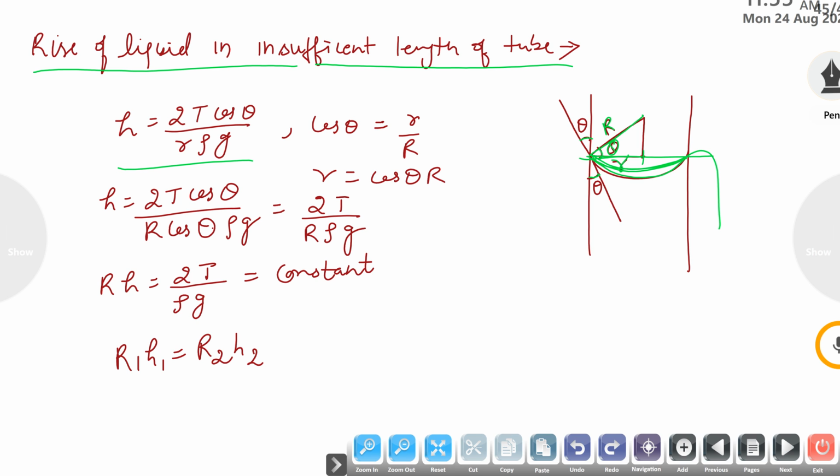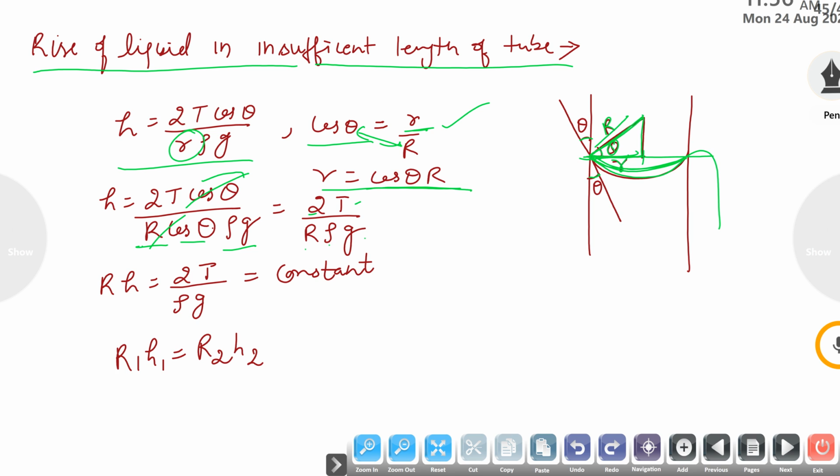Now, as we have calculated, h is equal to 2T cos theta divided by r rho g. Now, we have to put the value of cos theta. From this triangle, cos theta is simply base over hypotenuse, so r upon R. Now, by simply putting the value of r from here, cross multiplying, small r is equal to R cos theta. So this is R cos theta. Cos theta and cos theta cancel out, and it will remain 2T by R rho g.